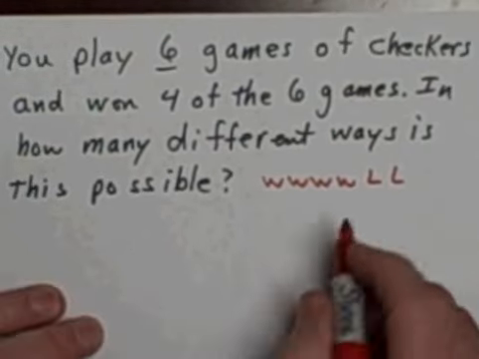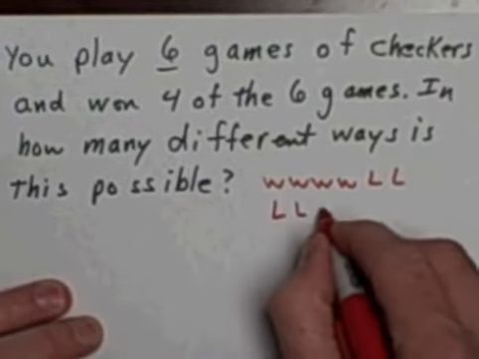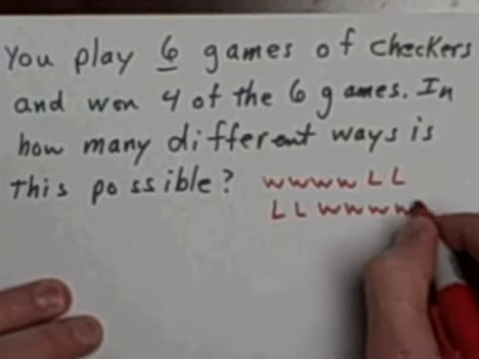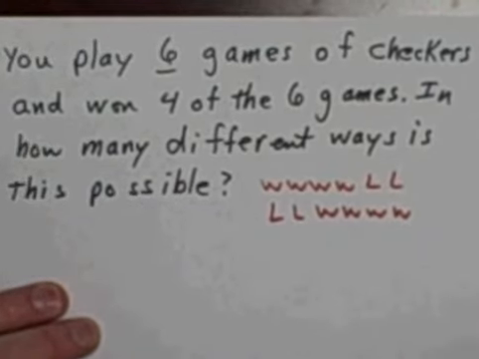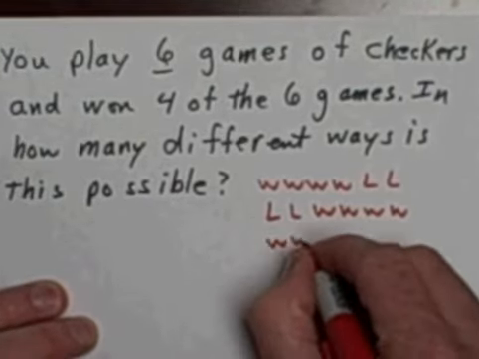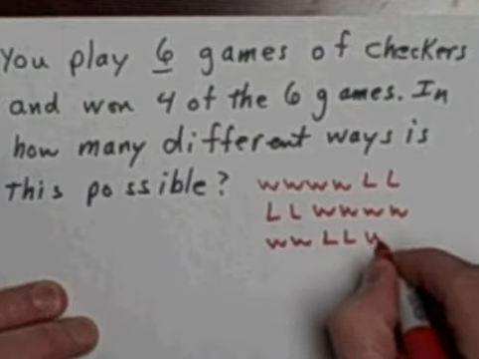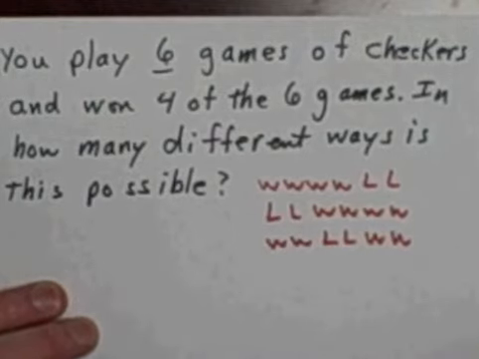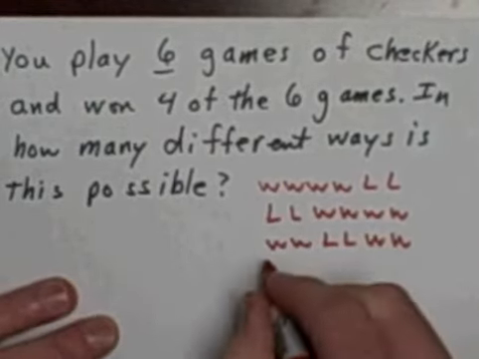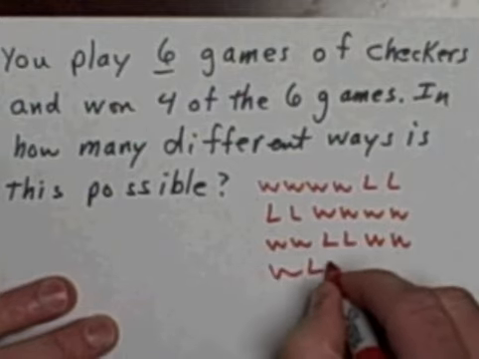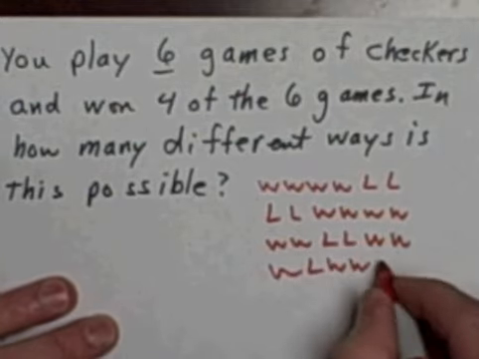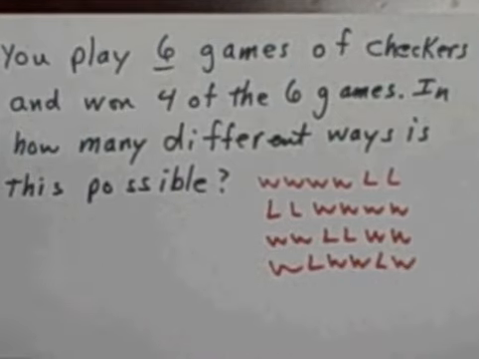Another possibility is to lose the first 2 but win the last 4. Another possibility to win 4 games is to win the first 2, lose the middle 2, and win the last 2. Another possibility is to win the first one, lose the second one, win the next two, lose, and win the last one, okay? Win, lose, win, win, lose, win. That's another possibility. Would you agree there are many, many, many?